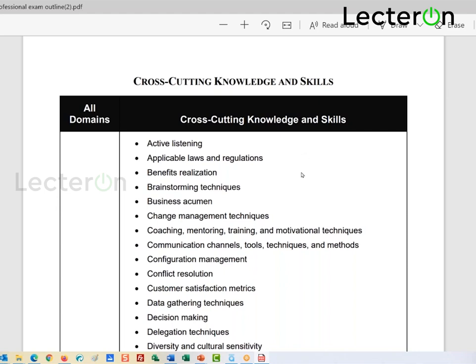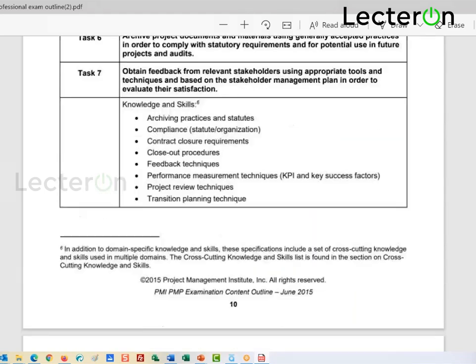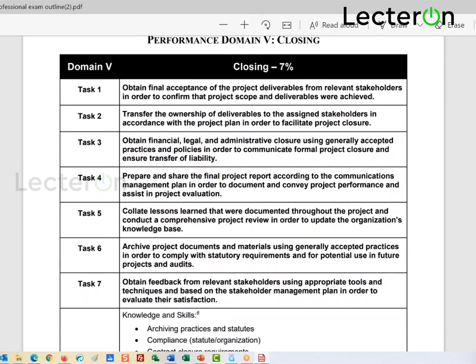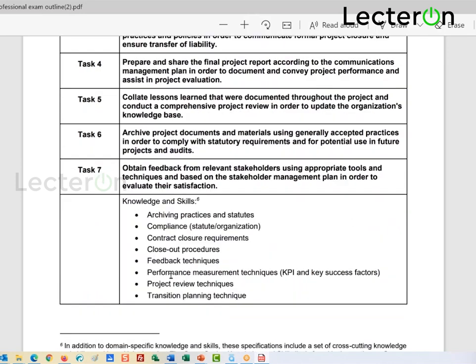But this document is something that you need to follow through with because regardless, here's the one for closing. There's 7 tasks here, and then there are a number of knowledge and skills that are specific to this. So as you're studying, you need to continue to look back to this because, as I said, all of your questions are going to map back to a particular task.